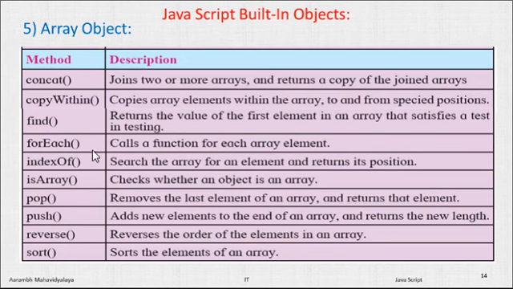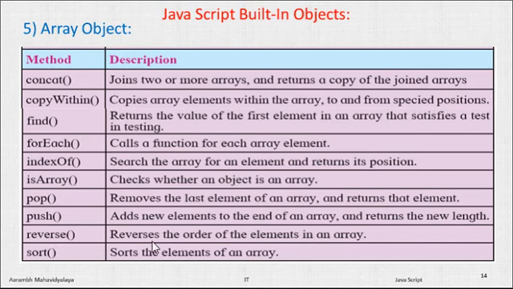The next one is forEach. It calls a function for each array element. Then the next one is indexOf. It searches the array for an element and returns the position. Then isArray checks whether an object is an array or not. Next one is pop. It removes the last element of an array and returns the element. Next one is push. It adds new elements to the end of the array and returns the new length.